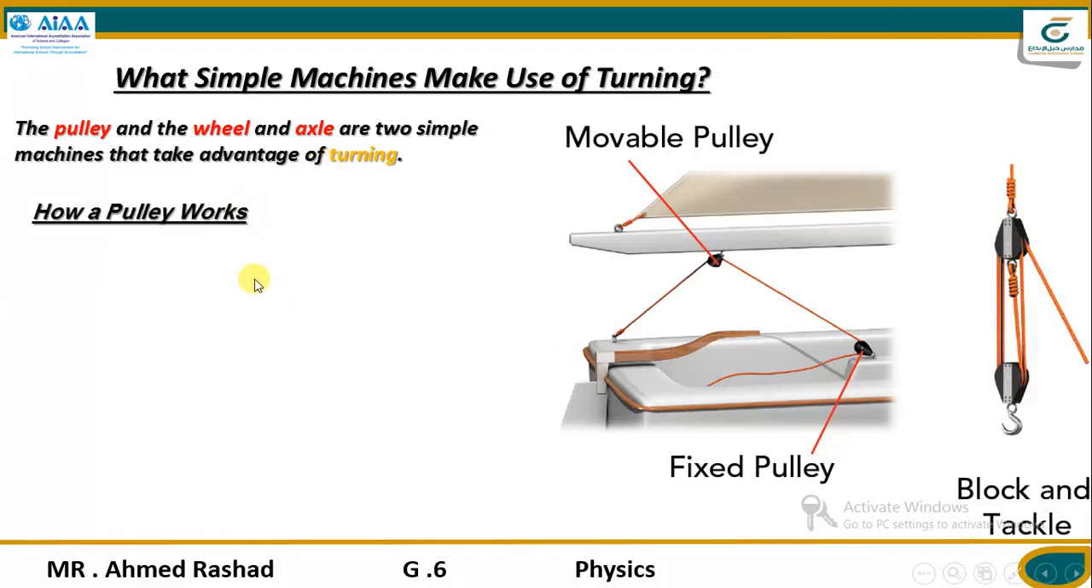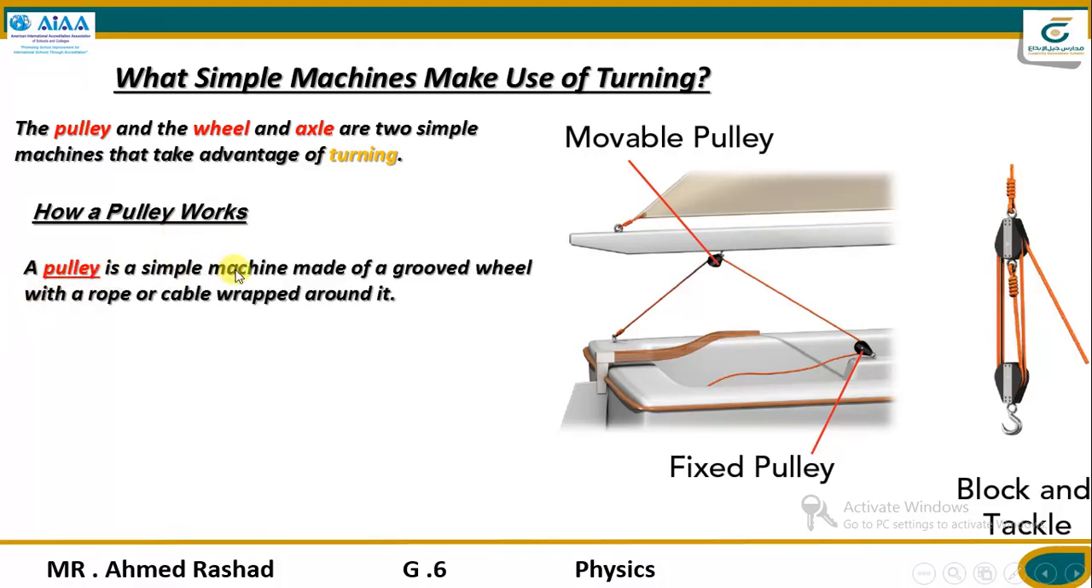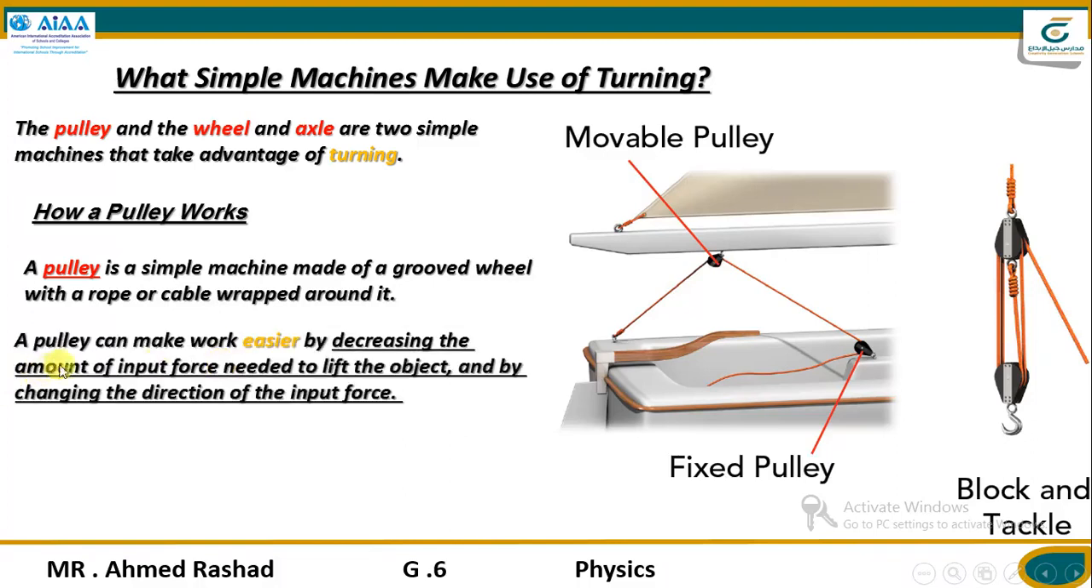Question number one here is talking about how a pulley works. A pulley is an example of a simple machine that's made up of a grooved wheel with a rod or cable wrapped around it. You can watch it or see that it is called a pulley. And we have different kinds of pulleys. Actually, a pulley can make work easier.